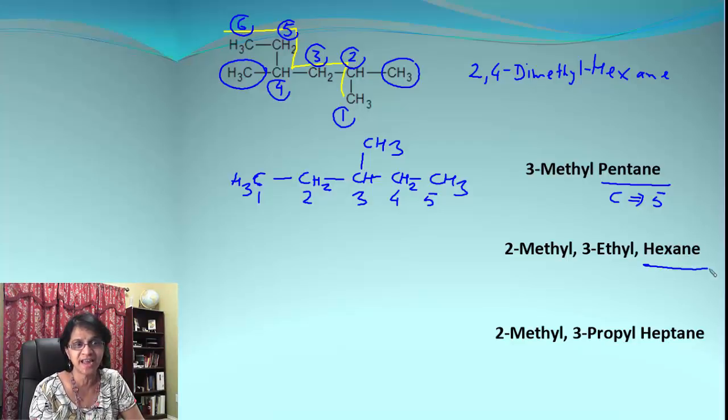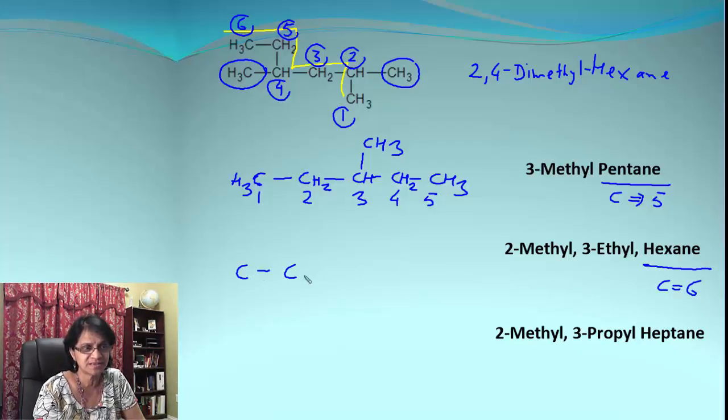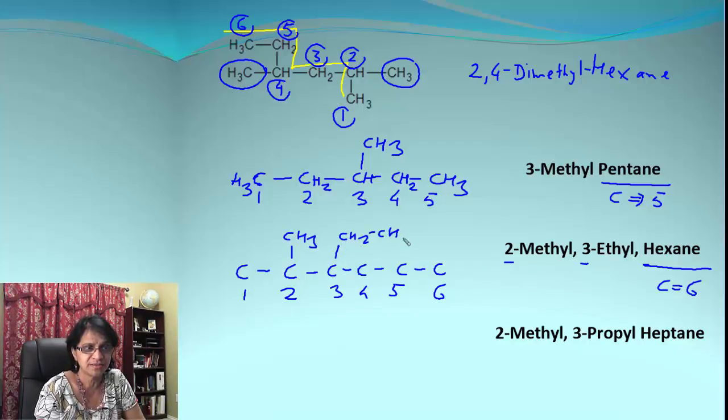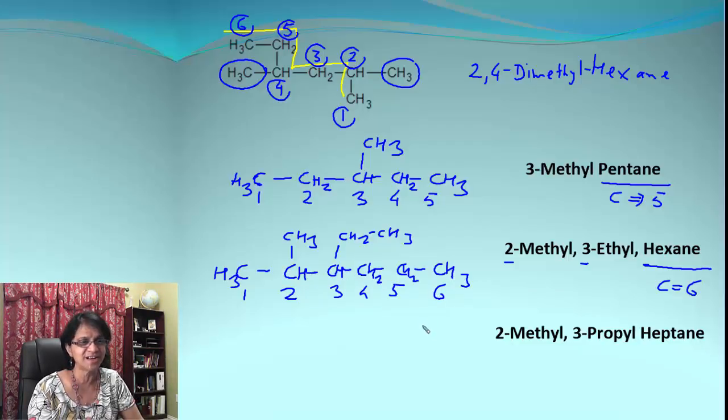Let's work on the next one. It's hexane. Hexa stands for 6. So let's make a straight chain with 6 carbon atoms. And let's number it. So this is 1, 2, 3 and so on. At position 2, we got a methyl group. At position 3, we got the ethyl group which is CH2CH3. And now we need to just make sure every carbon has the correct number of hydrogen atoms. And there it is. We got the correct structure.